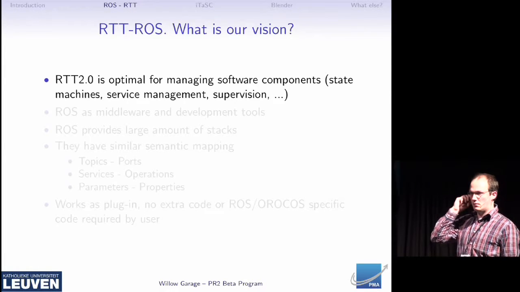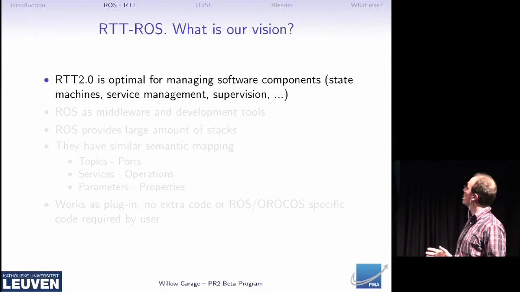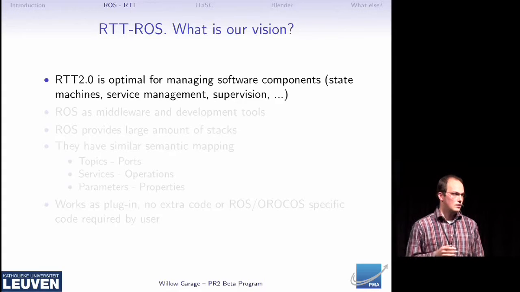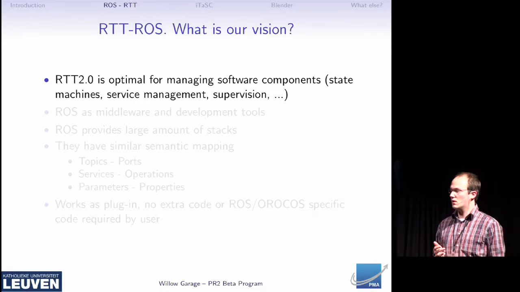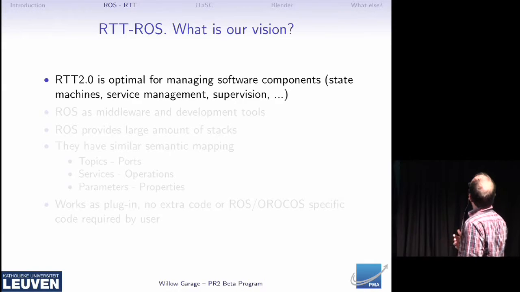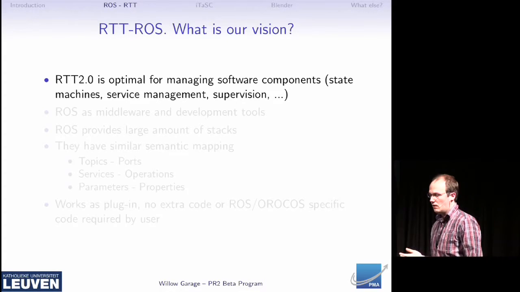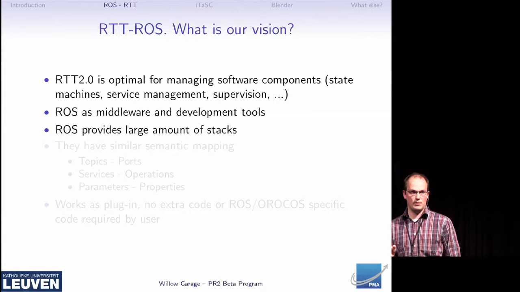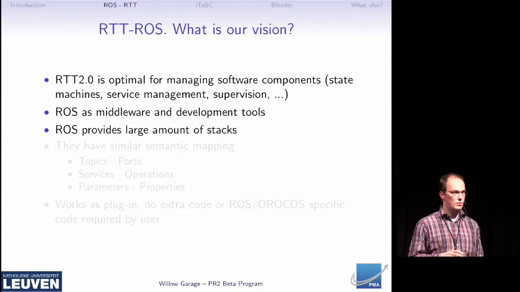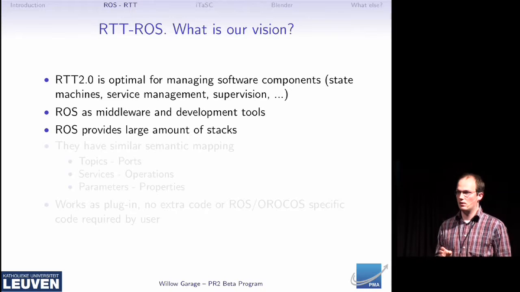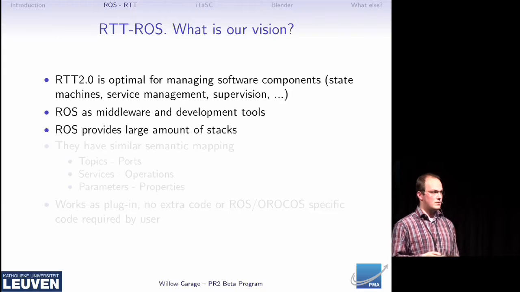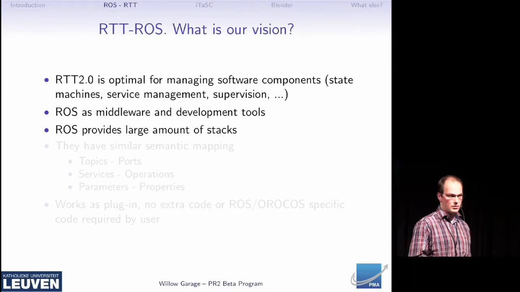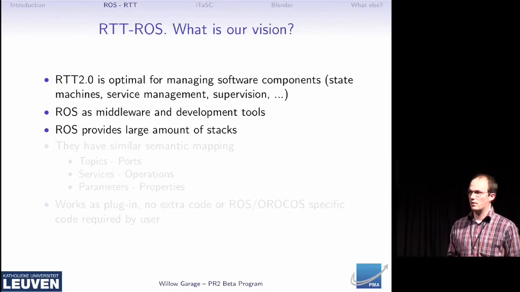So the first is the real-time toolkit. What is our vision on the combination of Oracos and ROS? We see that the real-time toolkit is ideal to provide the management of nodes, to provide service management, state machine supervision. We currently use ROS as a development framework. It provides a good middleware to connect multiple components or nodes. And we like the fact that ROS already has a large amount of stacks that can interconnect and that also are capable to interconnect to our Oracos framework.